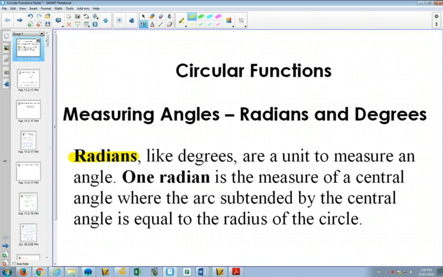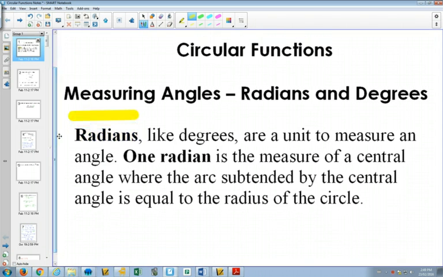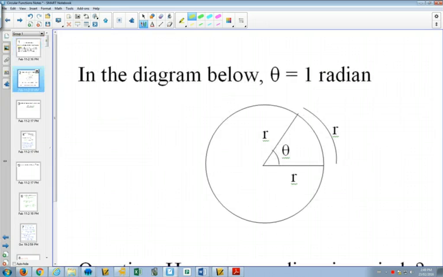What is a radian? A radian is whenever the arc along the outside of the circle, so whenever this arc right here is equal in length to the radius of that circle, so that blue line there is equal to this line, what we have here is 1 radian. So a radian is a relationship between a circle's radius and its angle.